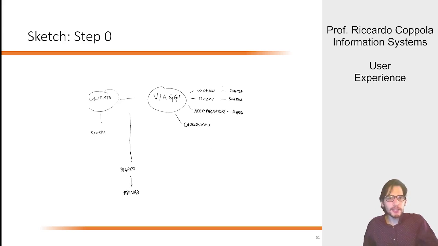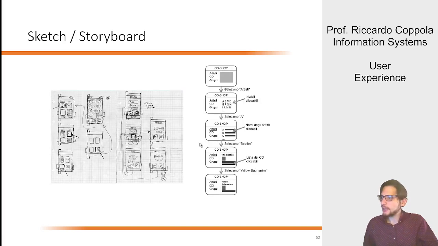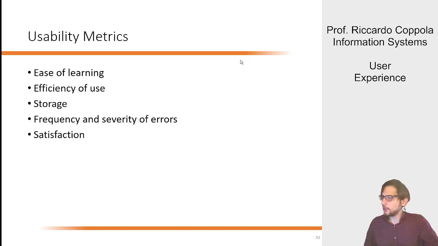So we can have sketches, so drawing of what are the main concepts representing our system. So here, for instance, I have a screen for customers, a screen for trips. I can have storyboards, so still on paper or with some systems, I can define all the screens and connect one with the other through arrows to understand what are the information that I need and how can I move from one screen to the other.